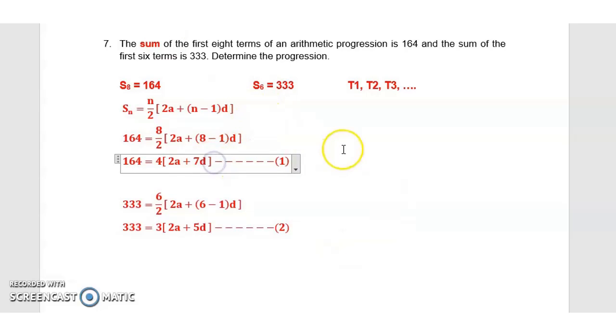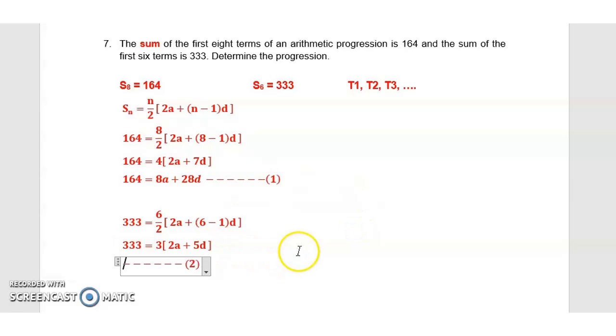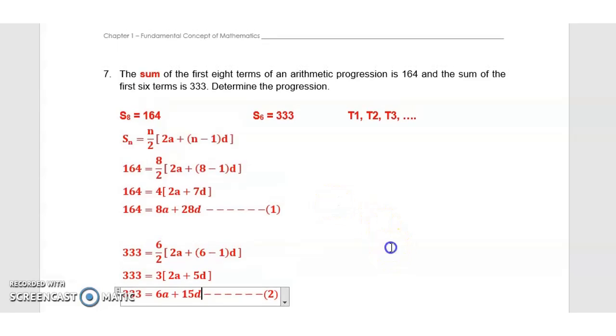So from here, we can expand this one. 164 equal to 4 times 2, 8a, plus 7 times 4, 28d. Okay, so this one we let it be the first equation. And then this one too, expand this part. So 3 times 2, 6a, plus 5 times 3, 15d. So this one is the second equation.